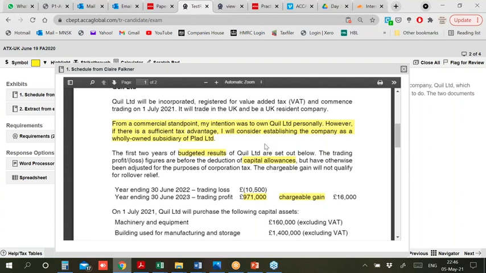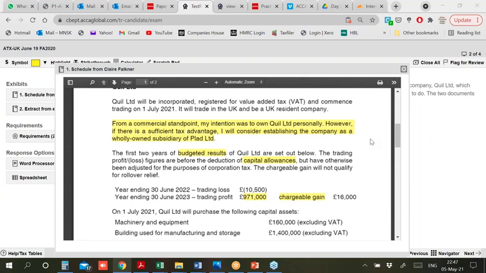Now, on 1st July 2021, Q Limited will purchase the following assets: machinery and equipment, and a building used for manufacturing and storage. So, guys, I'll stop here. The profits or the losses mentioned above are before the deduction of capital allowances. That's fine for the profit Q Limited will be making in 2023; whatever capital allowances there are will be deducted from that profit and the profit will be reduced. What about the losses, guys? If I adjust for the capital allowances, what will happen to the losses? Will they increase or decrease? Will the losses increase after deducting the capital allowances? Yes, losses will be increased.